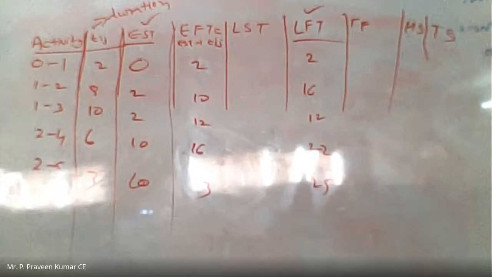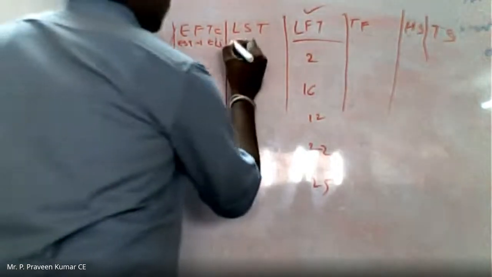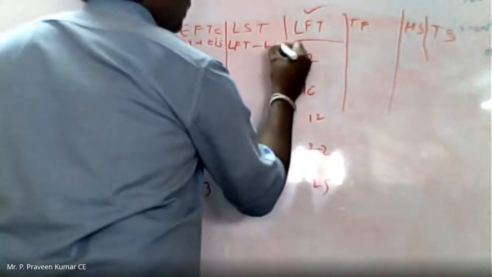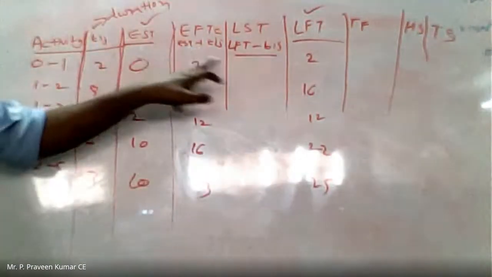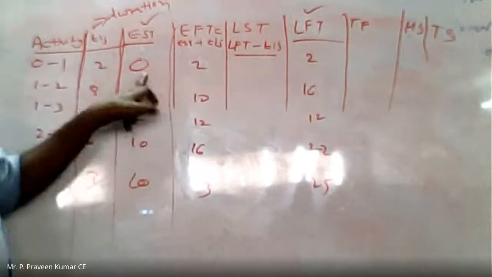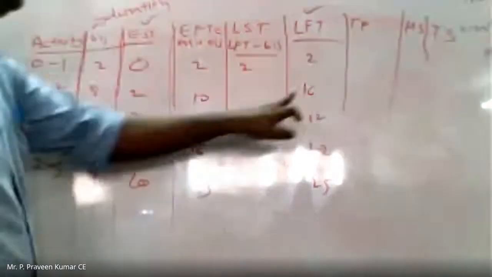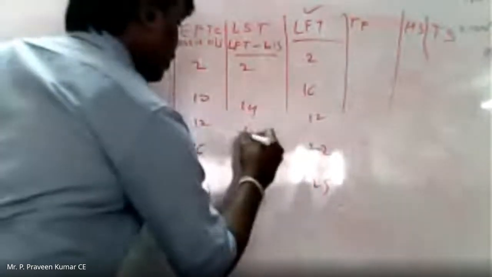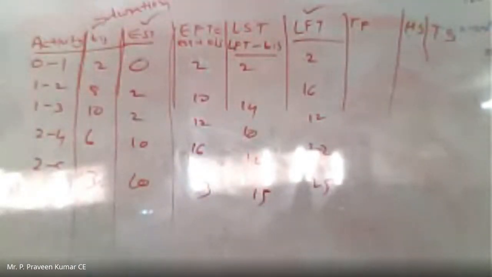Now coming to LST. LST is LFT minus TIJ. What is LFT? This is one. 2 minus 0, 2. 16 minus 2, 14. 12 minus 2, 10. 22 minus 10, 12. 25 minus 10, 15. Is it correct? Yes, sir.